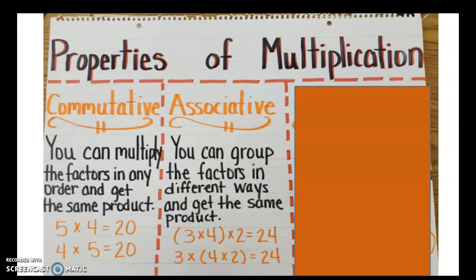All right, so your second property is the associative property, associative. Now, this property says that you can group the factors in different ways and get the same product. So if you're multiplying more than 2 factors, like 3, 4, and 2, you could either multiply 3 times 4, get 12, then multiply that by 2 and get 24, or you can multiply 4 times 2 first and get 8, then multiply it by 3 and get 24. It doesn't matter which 2 you multiply first. You're going to get the same answer or product.